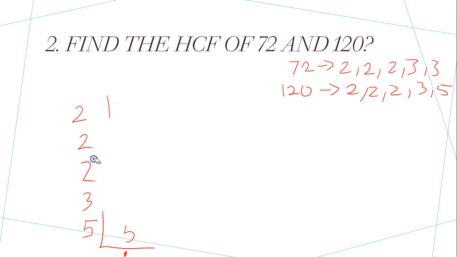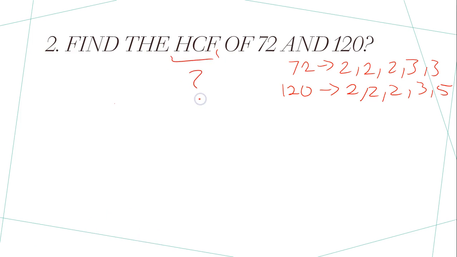Now, we've got these sets, but how does that help us find the highest common factor? How do we find this? Well, it's very simple. We take all the common numbers, all the numbers that come in both 72 and 120. I'll show you what I mean. We can find a pair of 2s here. You can see they're both common in 72 and 120.